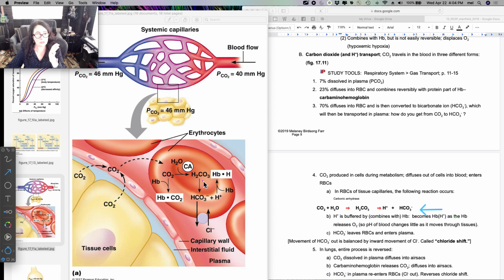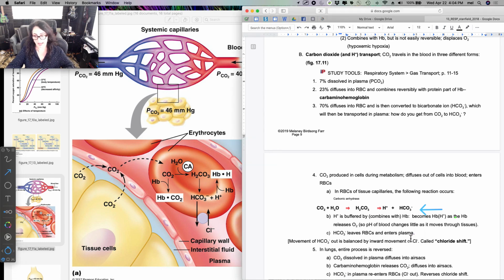And then what can I do with this bicarbonate ion? The bicarbonate ion, I can actually push out into the blood plasma so that it can have some buffering capacity in the blood plasma. And when I do that, in order to maintain the electrical gradient in the cell, I push negative ions out and I bring a negative chloride ion in. Okay, this is called the chloride shift. So I will go through this one more time with you in just a second.